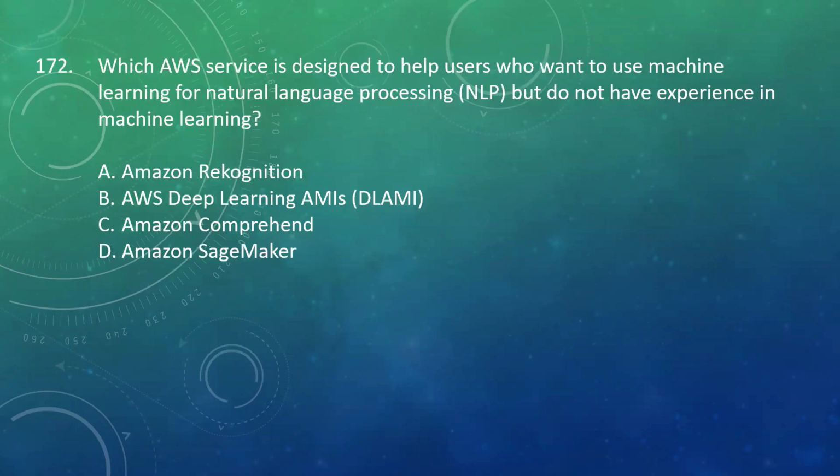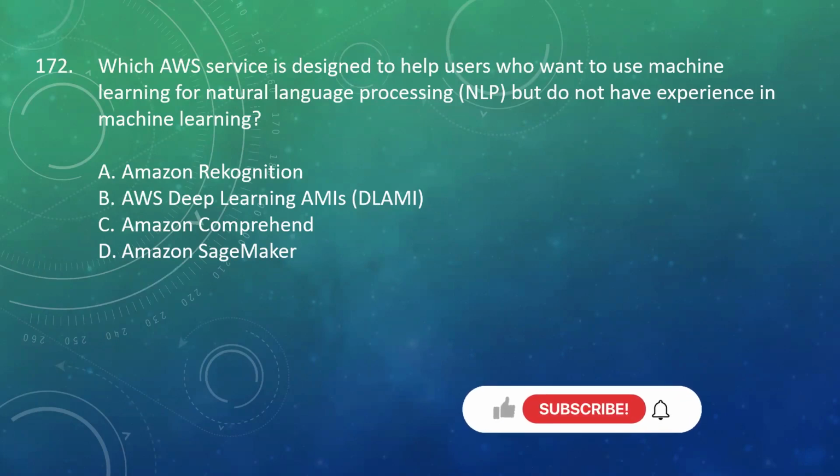Question number 172 of the series. Which AWS service is designed to help users who want to use machine learning for natural language processing (NLP) but do not have experience in machine learning? AWS Rekognition, AWS Deep Learning AMIs, Amazon Comprehend, Amazon SageMaker. And the correct answer here is Amazon Comprehend, which is an AWS service designed to help users who want to use machine learning for natural language processing but do not have experience in machine learning.